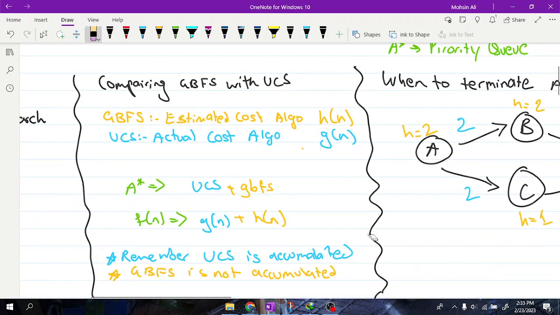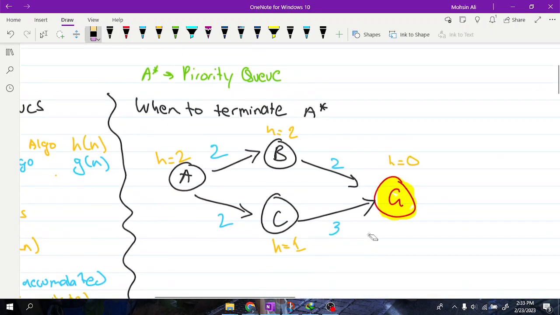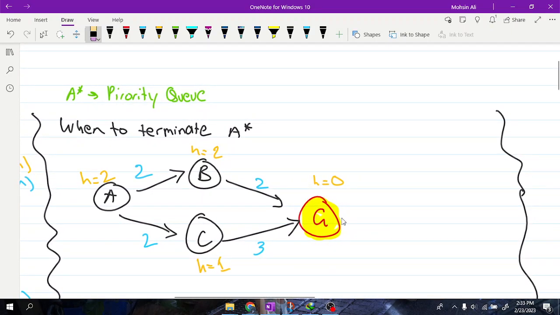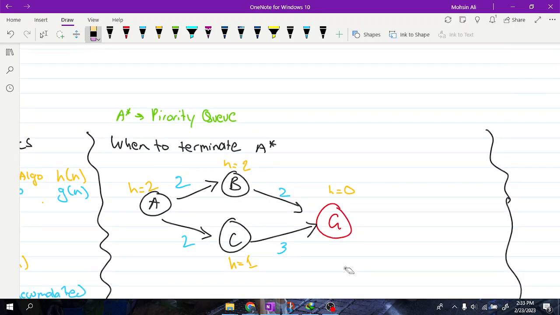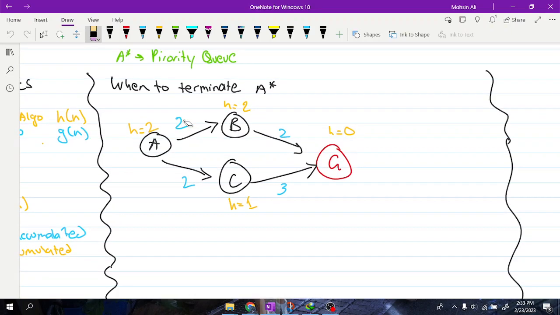Now, one question would be, when are we terminating an A-star algorithm? Because in the last few searches that we did in BFS and DFS and uniform cost search and GBFS, whenever we were finding the goal, that was the point where we had to stop our algorithm. But is it always the case? So is it going to apply the same way to A-star as well? Let's see how it turns out, and let's just try to figure out what happens.